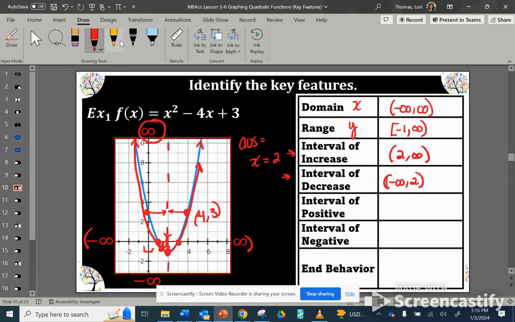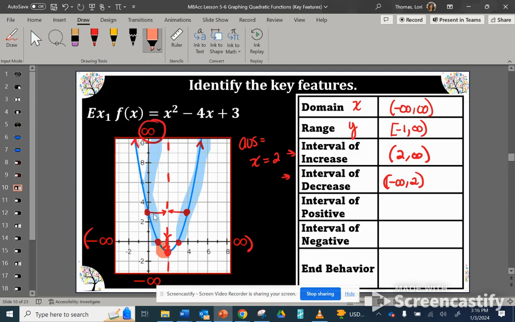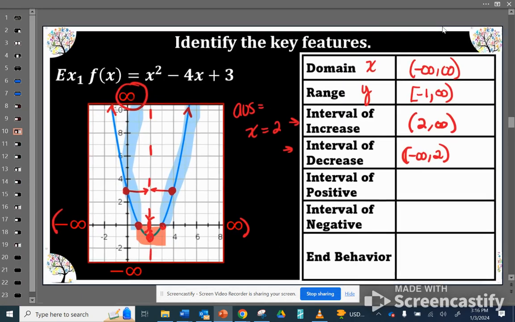The interval of positive, so what x values give me positive y values? Let me try a different color here so you can see, and let me erase some of this so we can see a little bit more clear here. And so we can see that this graph is positive here and here. That means the y values are positive, above 0. And then the graph has negative y values from here to here, which is 1 to 3.